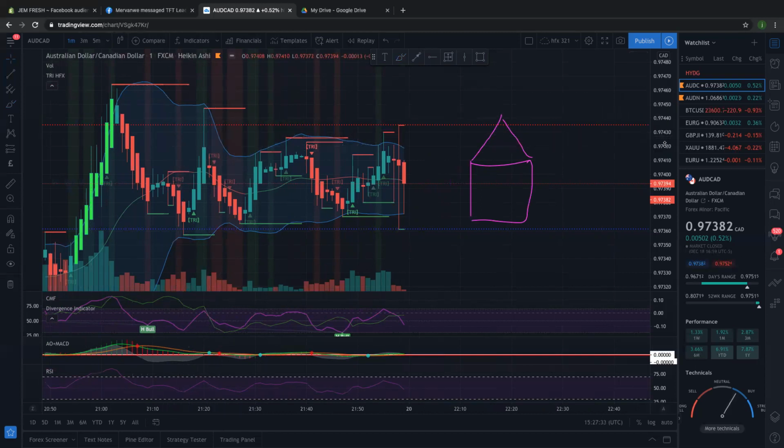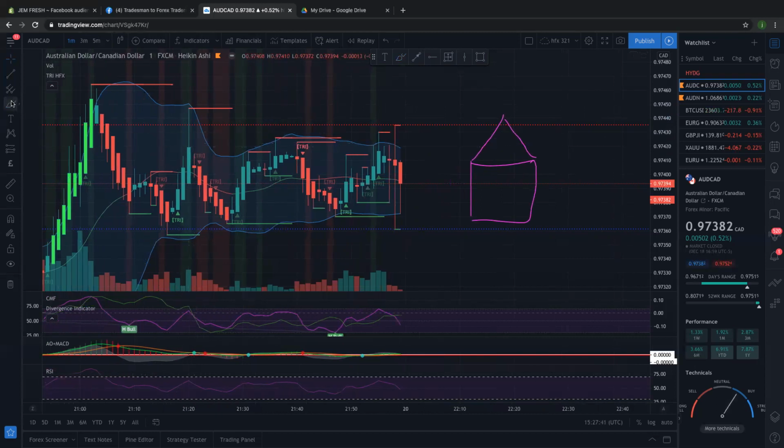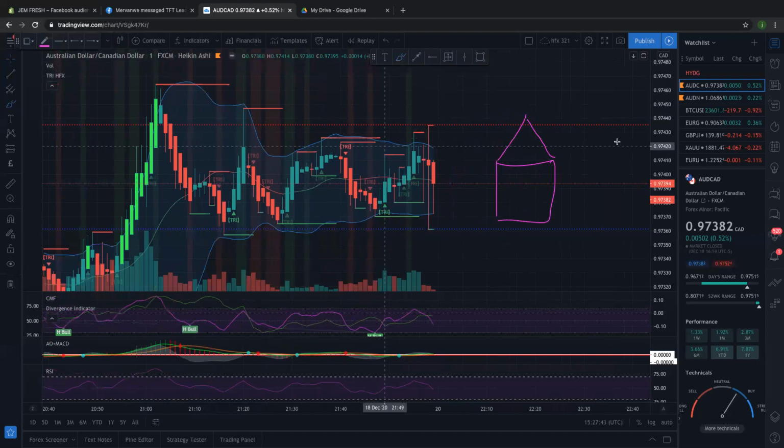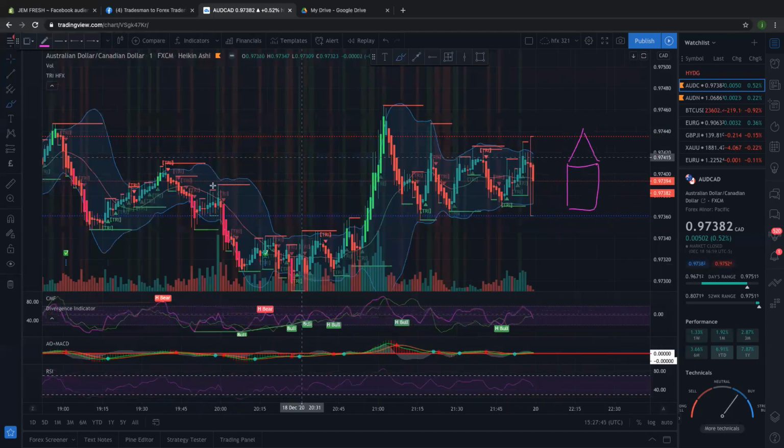To move 1 pip in the market, you need to have £100,000 behind you. That's what it takes to move 1 pipette in the market. But yeah, you're right, mate. I'll go back a little bit.